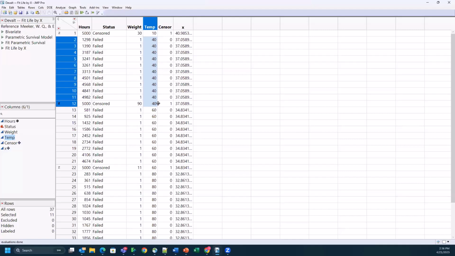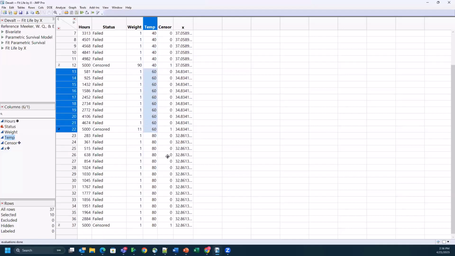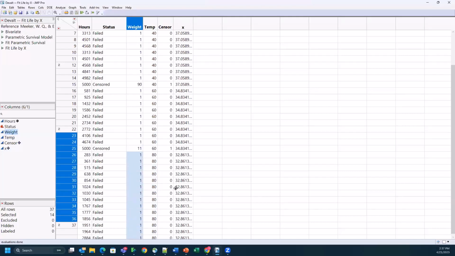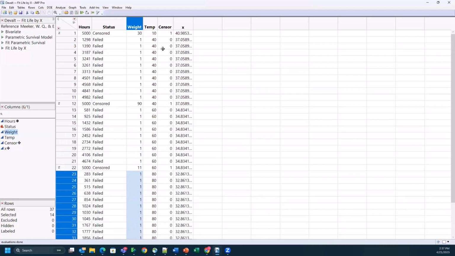So we've run some set of samples at 40 degrees C, some more at 60 degrees C, and some more at 80 degrees C. In each case, we've got some motors, in this last case just one, that made it out to 5,000 hours, which is the limit of our test. We aren't going to test any further than that. That's all we can afford to test. And we've got a number here that have failed in that time. So how do we handle this?